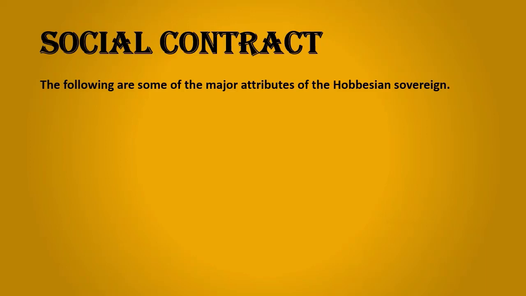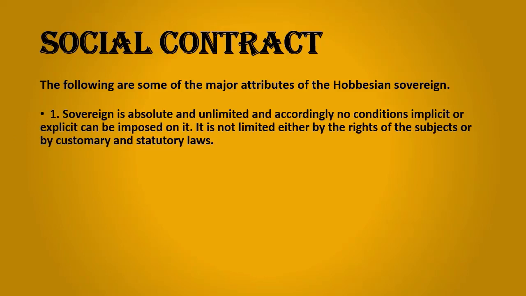The following are the major attributes of the Hobbesian sovereign, that's the Leviathan. The Leviathan is not the kind of ruler who is a soft guy, someone you can rub shoulders with, or a nice guy. He is going to enforce the laws to the letter, because Hobbes did not ascribe human passions to him. There is no nonsense with this guy.